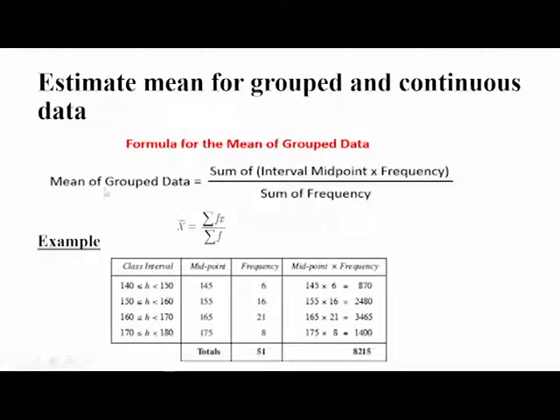So for us to find the mean of the grouped data, this is the formula we have to use. We have to take the sum of the interval midpoint times the frequency, and then divide by the sum of the frequency. I have the example here. Now I want to find the mean of this grouped data. You can see this is grouped data. So for us to find the mean, in most cases you are just given this part.